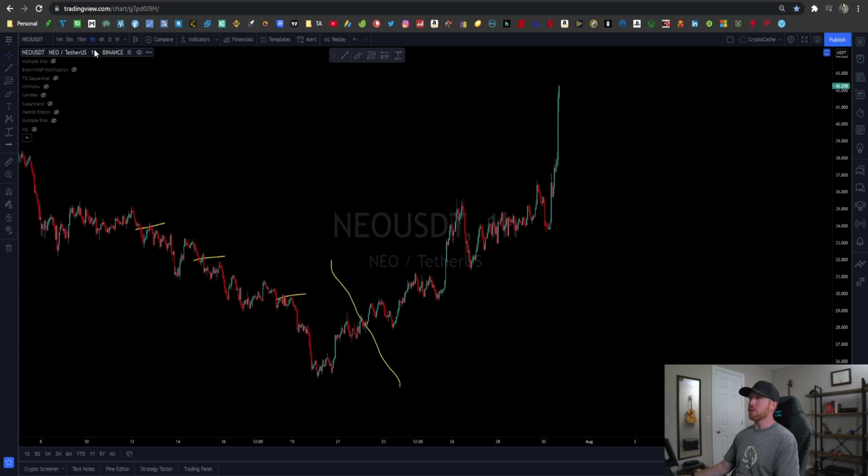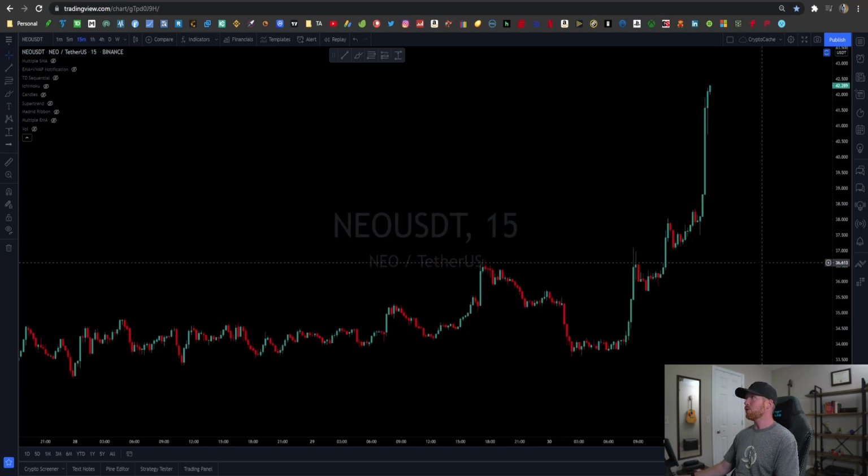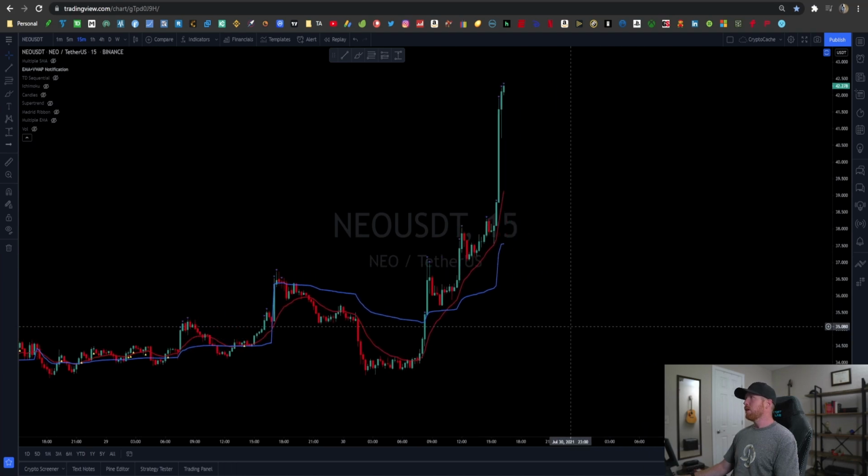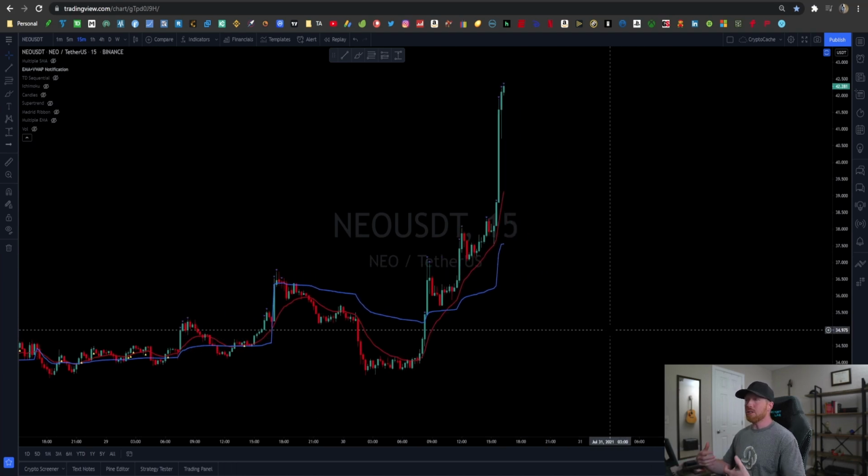Moving on to the 15-minute chart. Let's just go ahead and quickly identify the EMAs and the VWAP. And these are my 2 favorite indicators. Just as a day trader, traditionally, these are the ones that I use all the time.